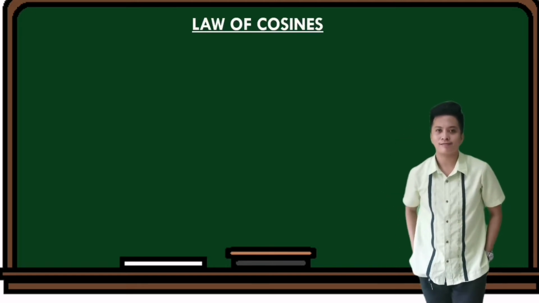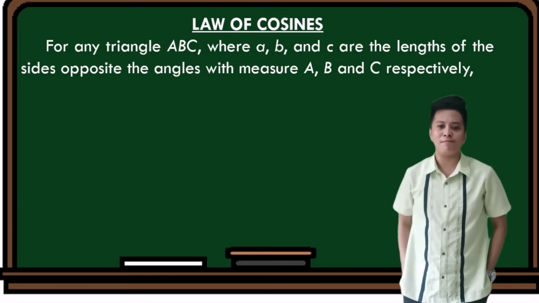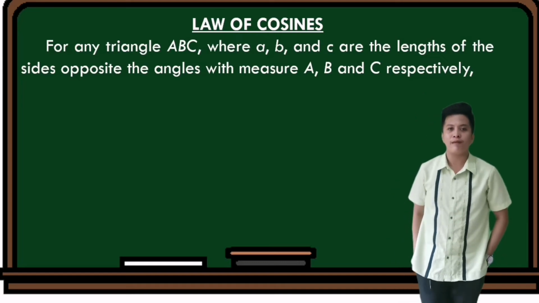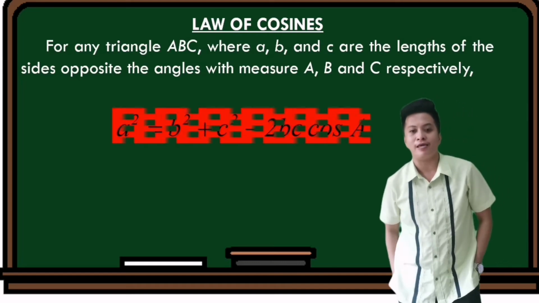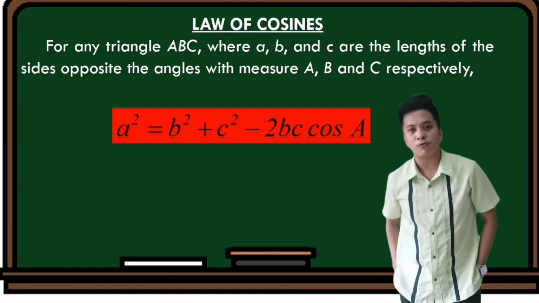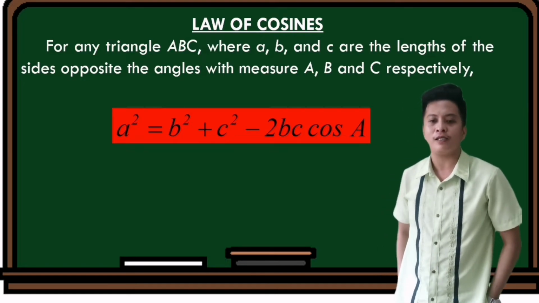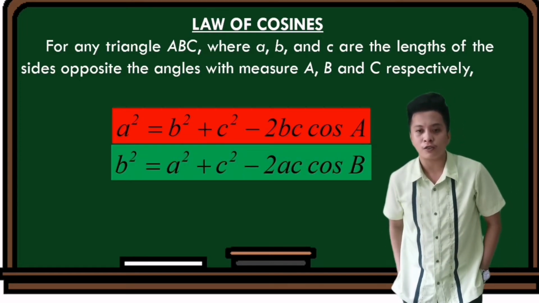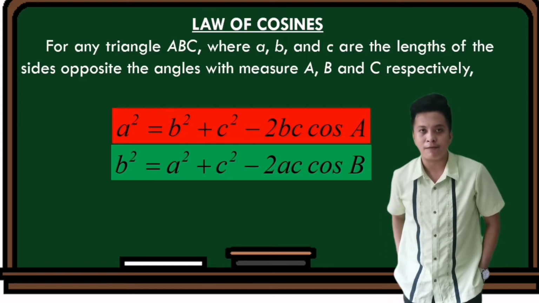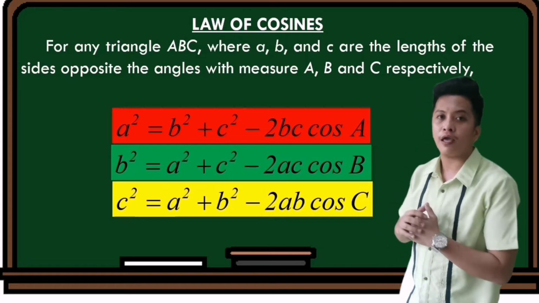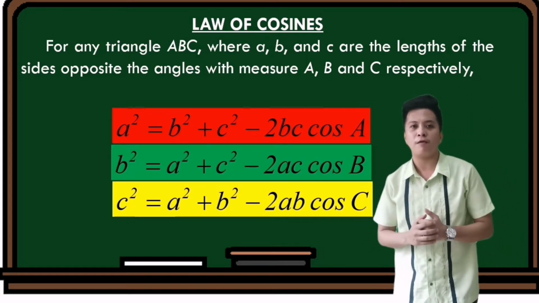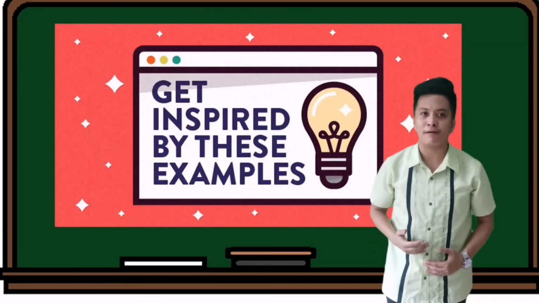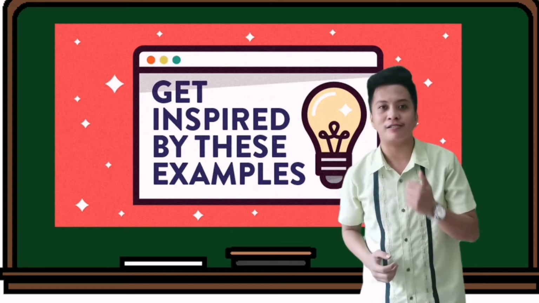Law of cosines. For any triangle ABC where a, b, and c are the lengths of the sides opposite the angles with measures A, B, and C respectively, a squared is equal to b squared plus c squared minus 2bc cosine A. b squared is equal to a squared plus c squared minus 2ac cosine B. And c squared is equal to a squared plus b squared minus 2ab cosine C. Now, let us proceed in citing examples for better understanding of this lesson.